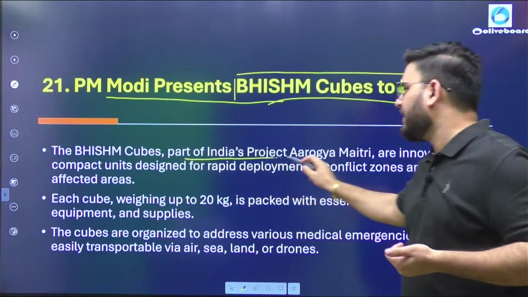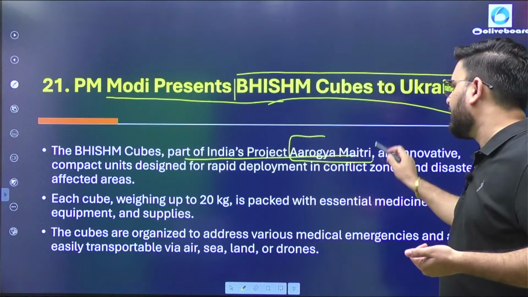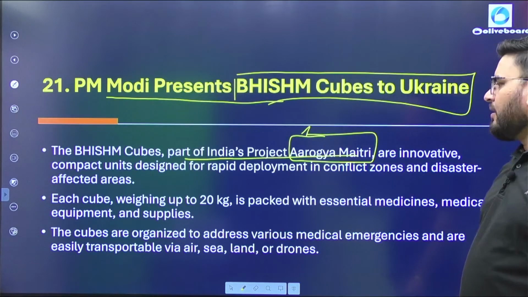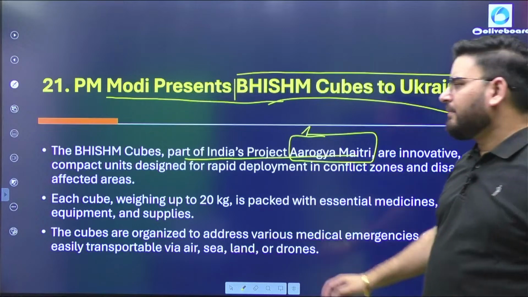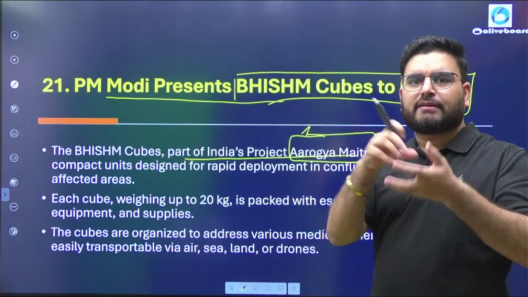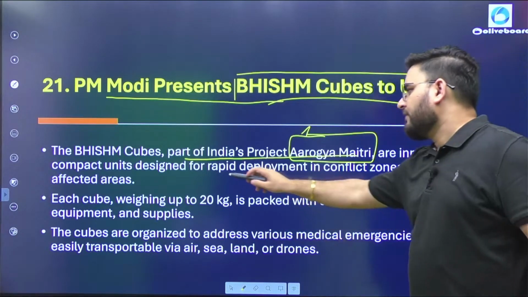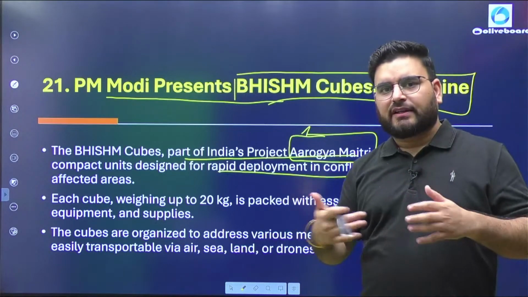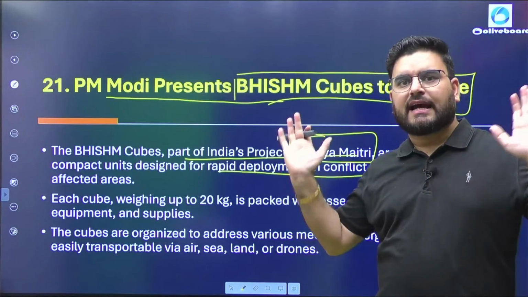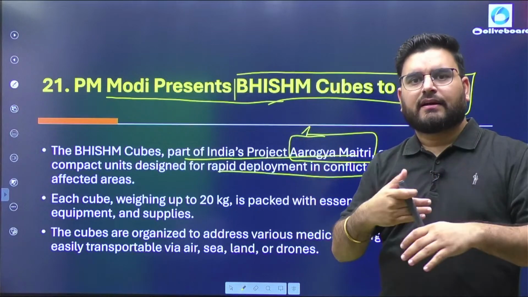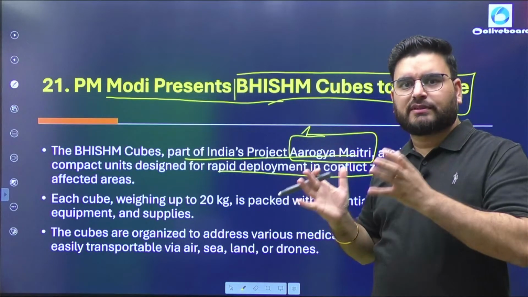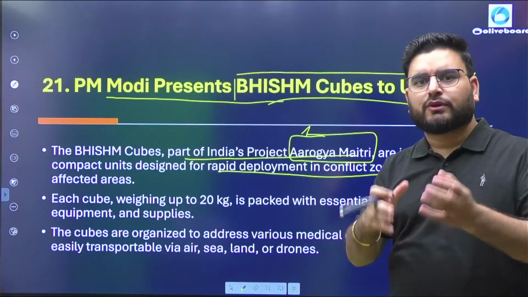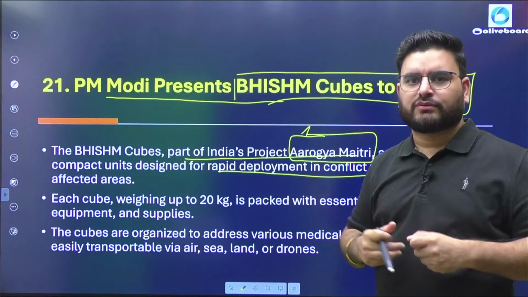It is basically a part of India's project Arogya Maitri. It is nothing but compact cubes which contain medical equipment. It is used for rapid deployment in conflict zones, because whenever a war is going on, you can't take the entire setup and go for first aid. So these Bhishma cubes contain the most essential medical aids, so during warfare, you can quickly use it.